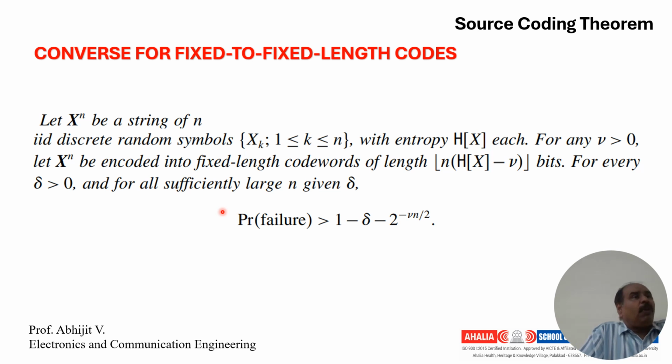it is shown that X^n can be encoded into fixed length code words of n times (H(X) minus nu) bits for every delta greater than 0 and for all sufficiently large n given the value of delta, and the probability of failure PR is given as greater than 1 minus delta minus 2 raised to minus nu n by 2.